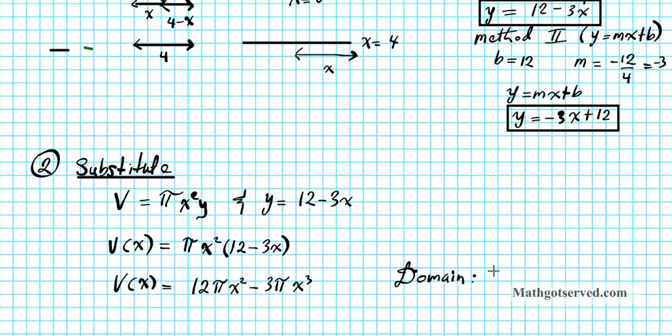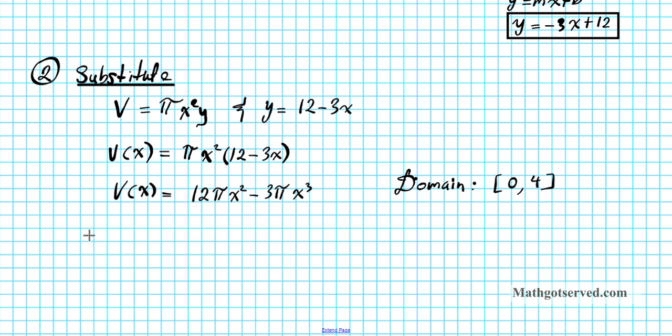So our domain is x goes from 0 to 4. There are no restrictions on this because it's a cubic function, no domain constraints, so these endpoints are good. All right, so let's move on to part 3. We're going to look for potential extrema.